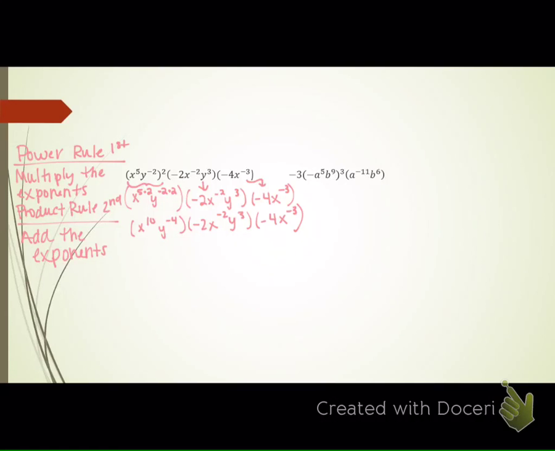Multiply -2 times -4. Okay. And then x. And then you add 10 and -2. And what else? There's one more. Very good. And then you add y. And then -4 and -3. It's not -3. There you go. So -2 times -4 is a positive 8. 10 minus 2 is 8, minus 3 is 5. -4 plus 3 is -1, right?